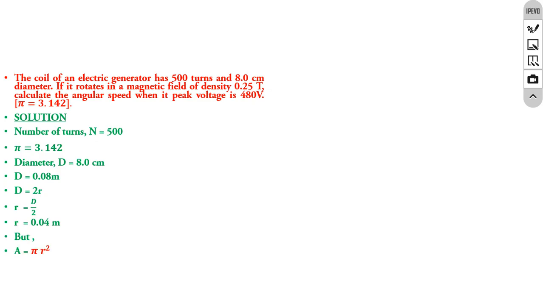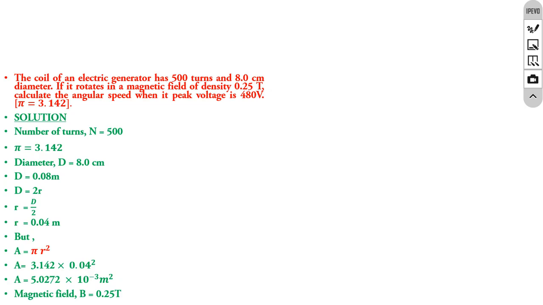Recall that area equals pi r squared, and pi is given in the problem, so we are going to substitute the value of pi, which is 3.142, and the radius is 0.04. We are going to square it, and when we square it and simplify it, we will get 5.0272 times 10 to the power minus 3 meters squared, which is the area.